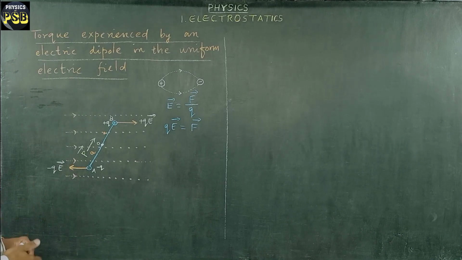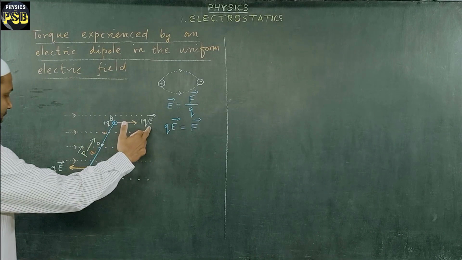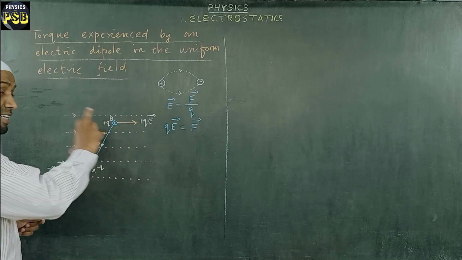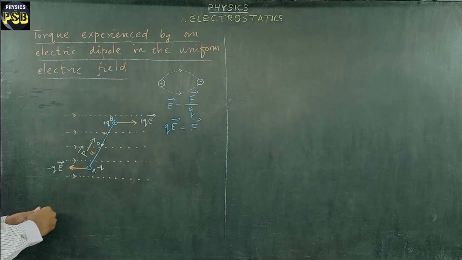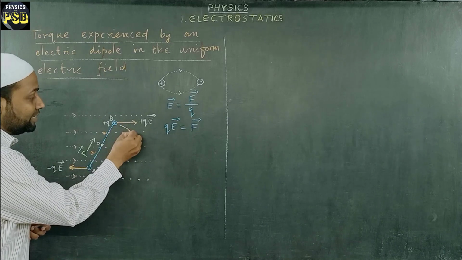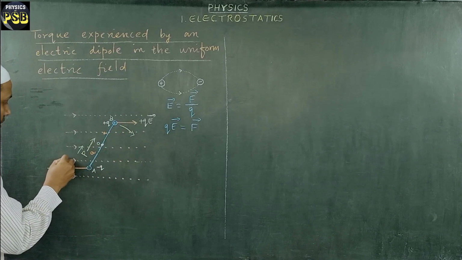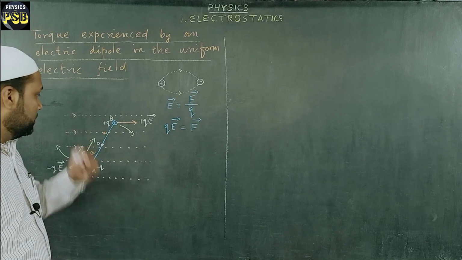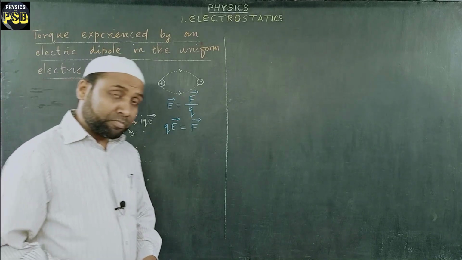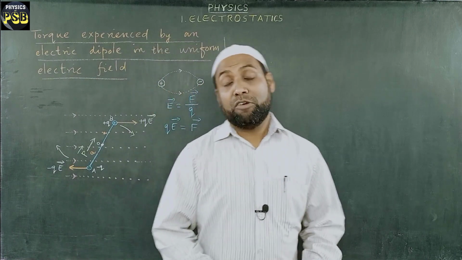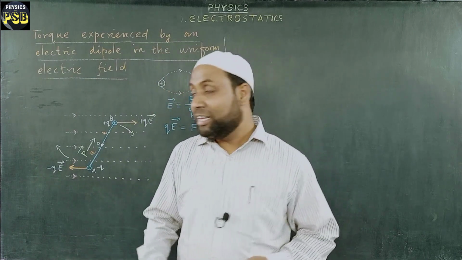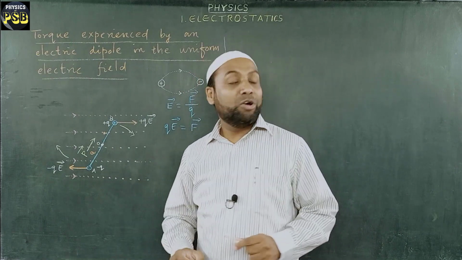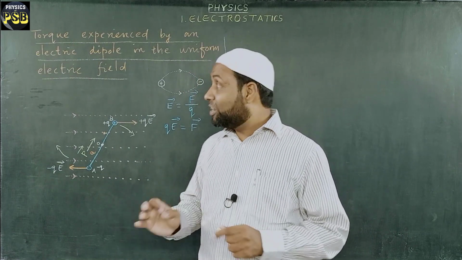Instead, what happened here? Because of these two forces, the electric dipole starts rotating in a clockwise direction. This is the clockwise direction. Correct? And the measure of rotation of any object is referred to as torque. I repeat, the measure of rotation of any object is referred to as torque.